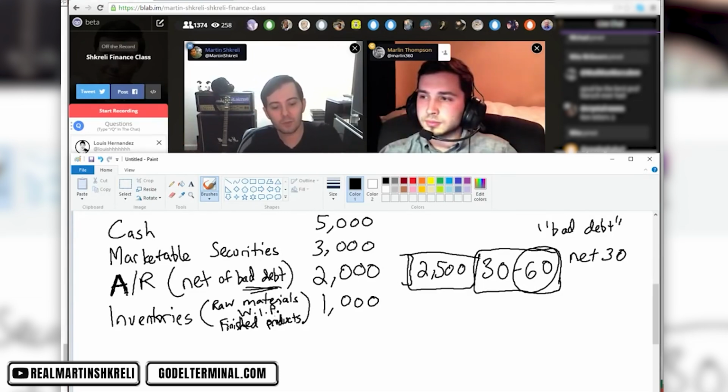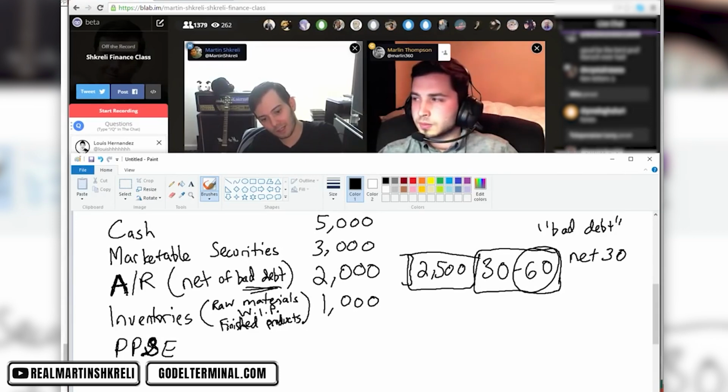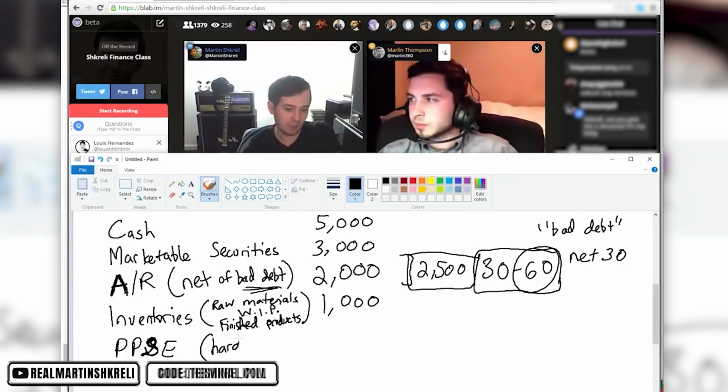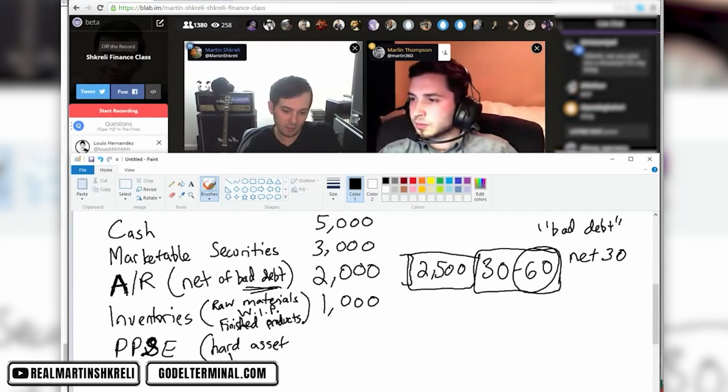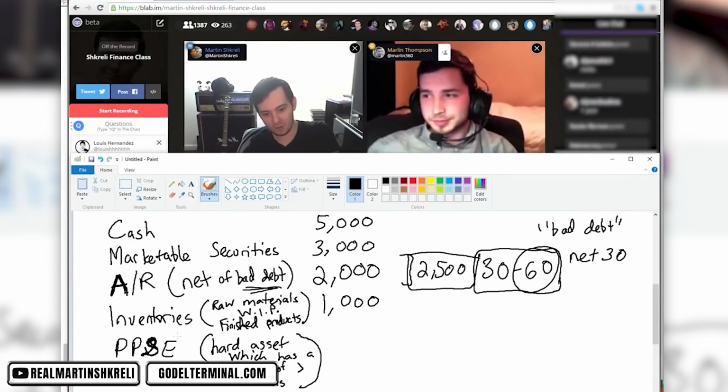So after inventories, we get into all kinds of other assets. And the most important one, we're going to call PP&E, property, plant, and equipment. This is going to end up playing a huge role in finance, so just keep this in the back of your mind. Property, plant, and equipment is any hard asset which has a useful life of more than what? It has to be a useful life of 12 months.